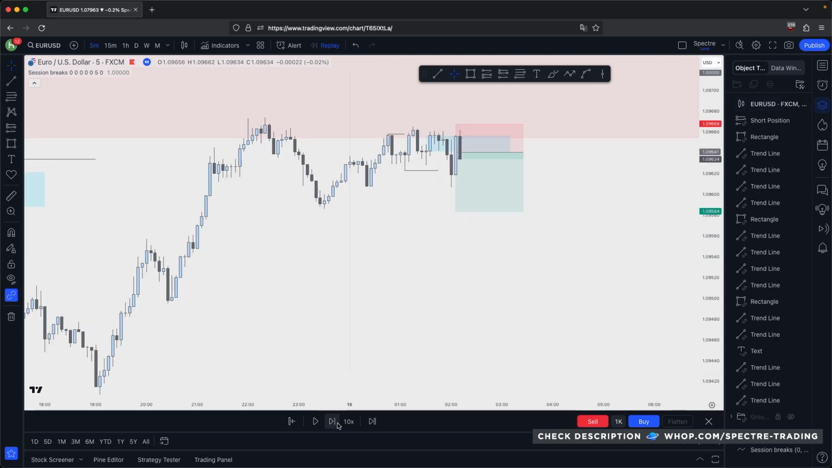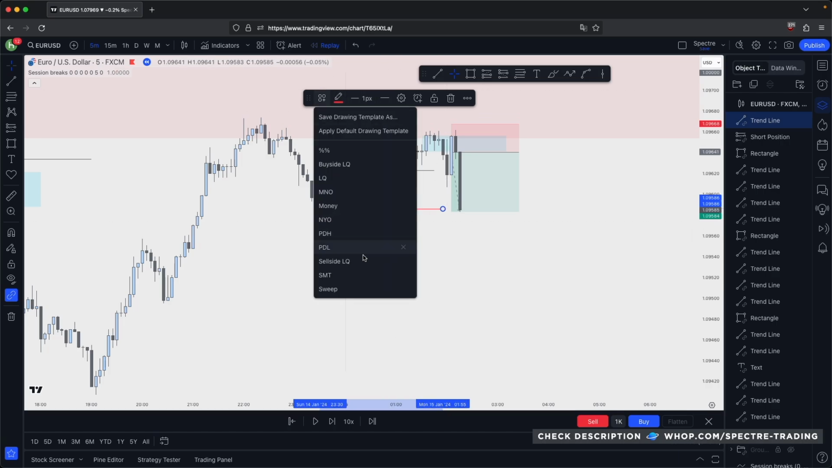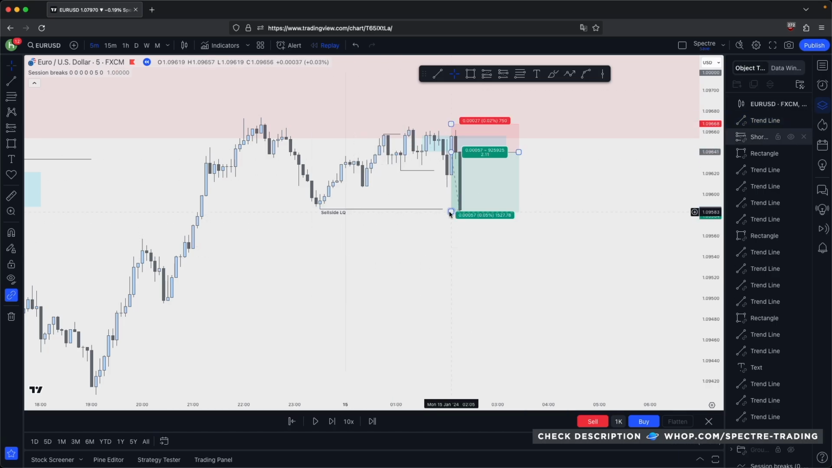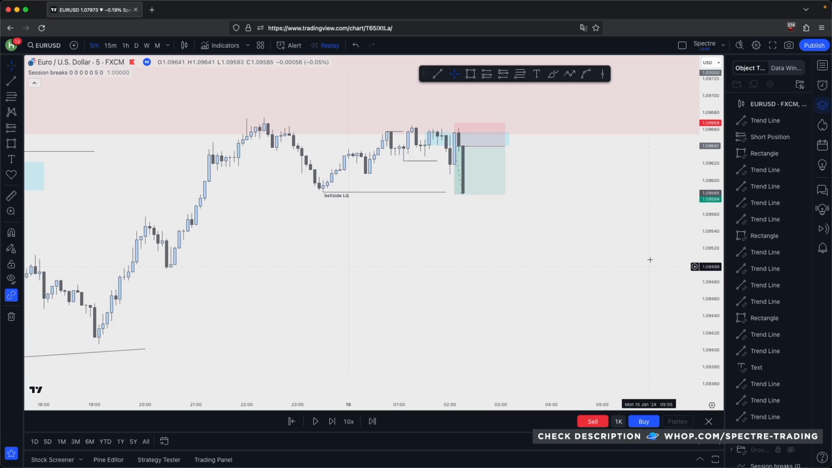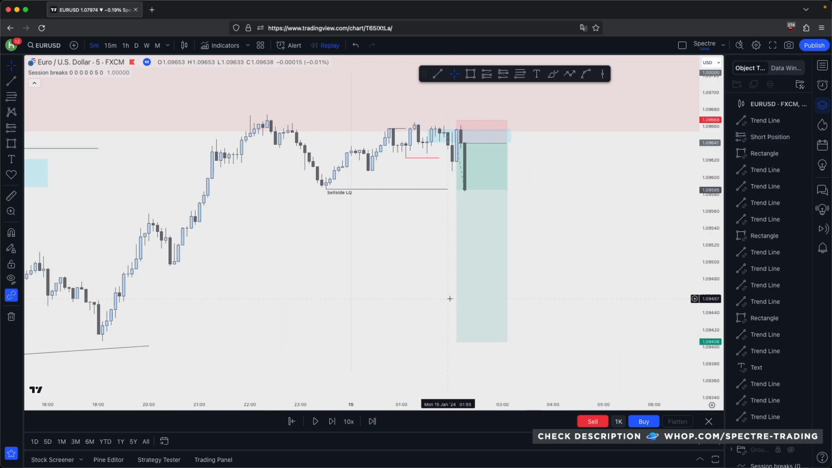So it taps us in, and then it has a strong displacement lower, taking out this drawn liquidity, which is your immediate drawn liquidity. From here, you're able to take partials, and then if you wanted to ride price lower, this could be your next target in line with this swing low, and then your overall target being this.